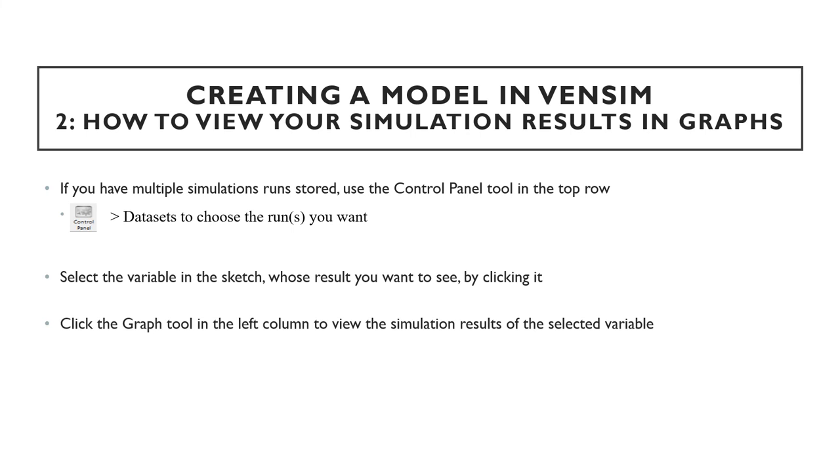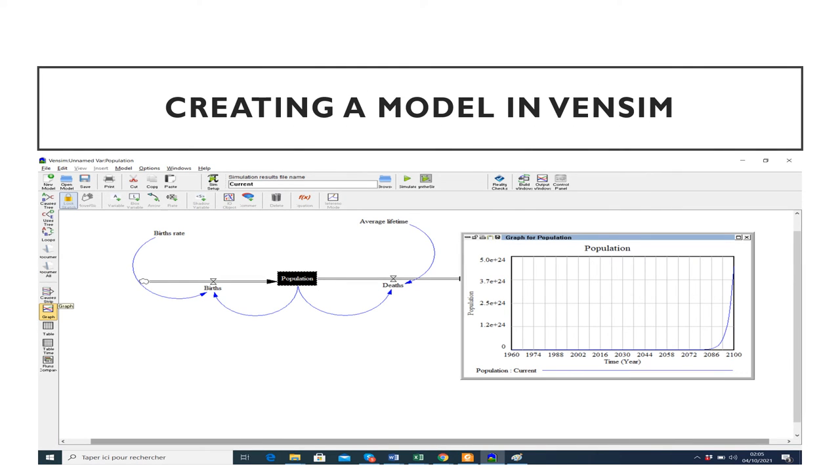If you have multiple simulation runs stored, use the control panel tool in the top row. You can choose the runs you want. You then select variables in the sketch whose results you want to see by clicking on them. Click the graph tool in the left column to view the simulation results of the selected variable. Here is an example of a resulting graph for population.